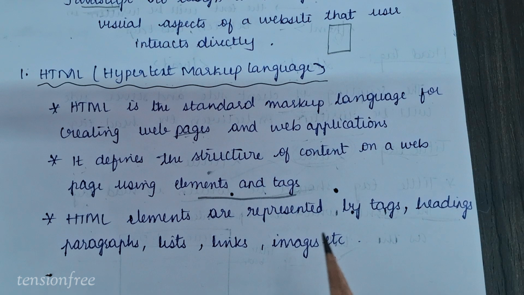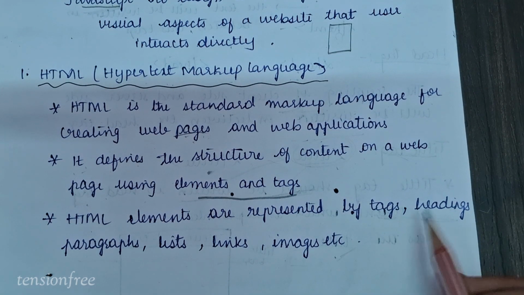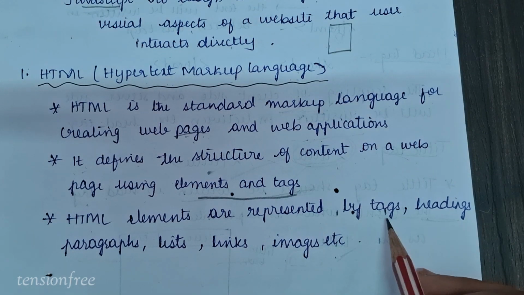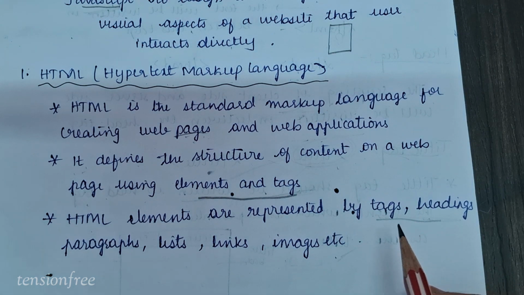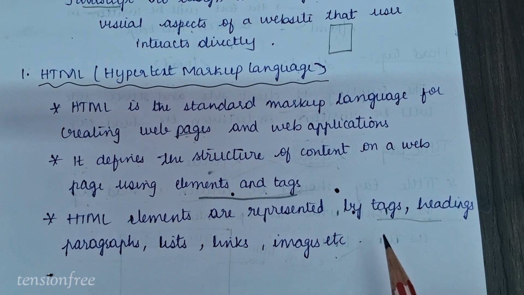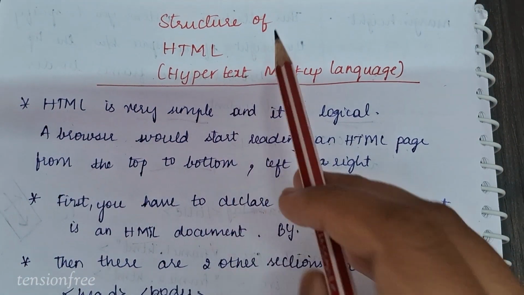To design some structure in the HTML page, we use some elements and tags. Those are like headings, paragraphs, lists, links, images. These are the elements which are used in designing an HTML page or web applications. We will be discussing the tags, headings, paragraphs, lists, links, images, etc. in further videos. Now let's look into the structure of an HTML.